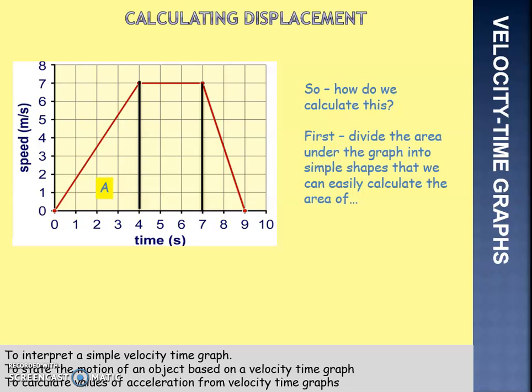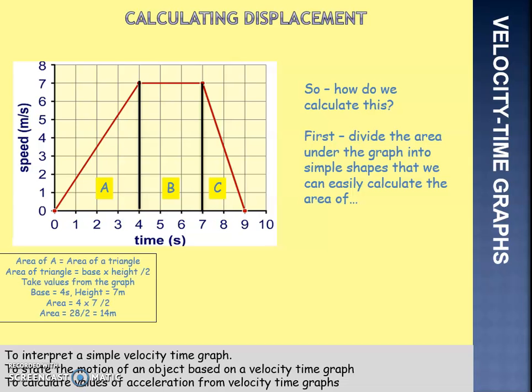So, for A, B, and C. For A, we want the area of the triangle. That's the base times the height divided by 2. We take our values from the graph. So the base is 4 seconds and the height is 7 meters per second. For our area then, we do 4 times 7 divided by 2, giving us 28 divided by 2. The area under that graph represents 14 meters. Try and do B, so please pause the video and attempt B.